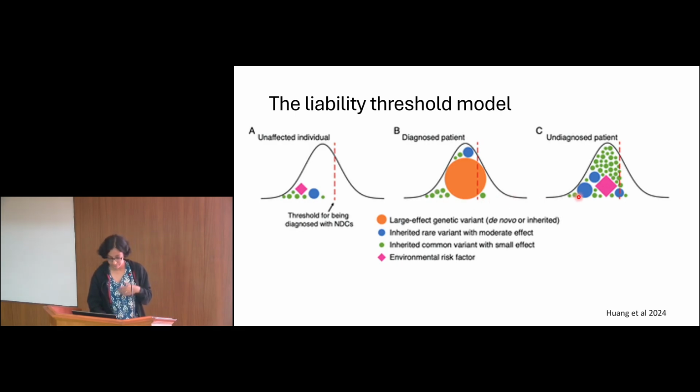And the question here is, if a patient has one large-effect monogenic variant, they are likely to be diagnosed. Whereas if a person with PD does not have that single large-effect genetic variant, they may have many, many small-effect common variants, and they are more likely to be undiagnosed. So can we compare the genetic risks of diagnosed versus undiagnosed patients and see what we find?